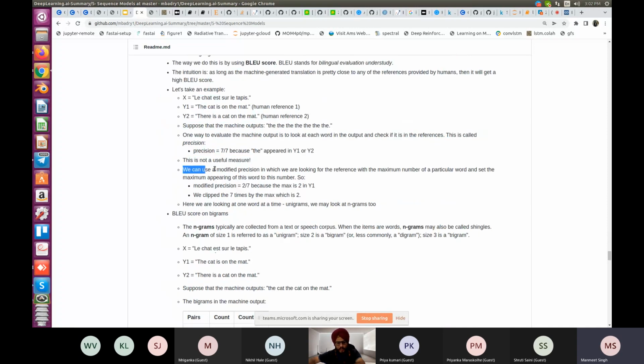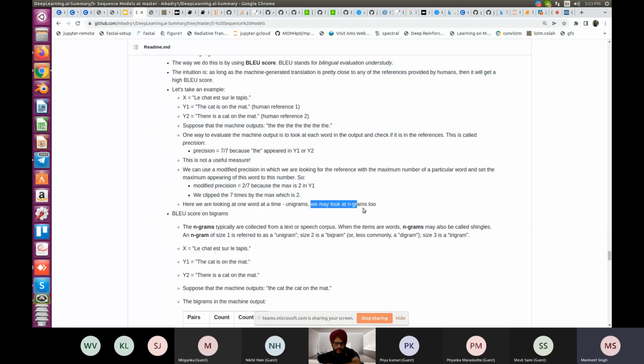We can use a modified precision, in which we look for the reference with the maximum number of appearances of a particular word and set the maximum count of this word to that number. So modified precision is equal to 2 by 7, because the max is 2. You won't count the word more than the maximum number of times it appears in a particular reference. So we clip the 7 times by the max, which is 2, and here we are looking at one word at a time, which is called unigrams.